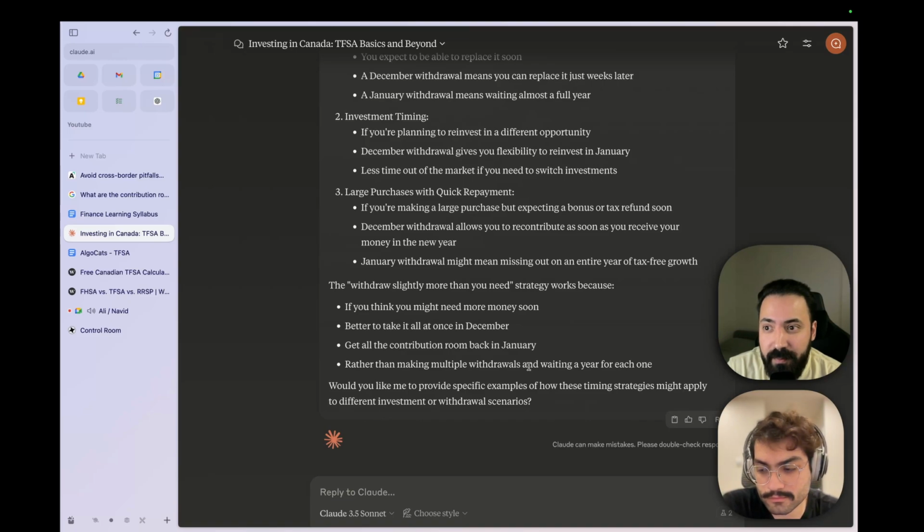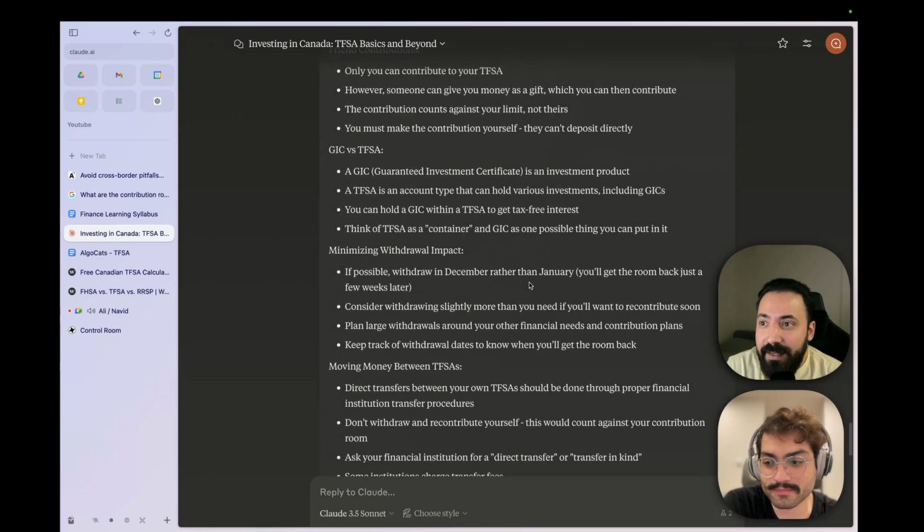You have your investment in there and it is growing. Why would you need to withdraw it? Yeah, I don't get it. I don't know either. Let's move on.